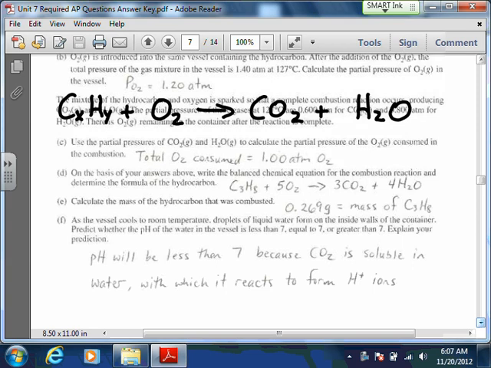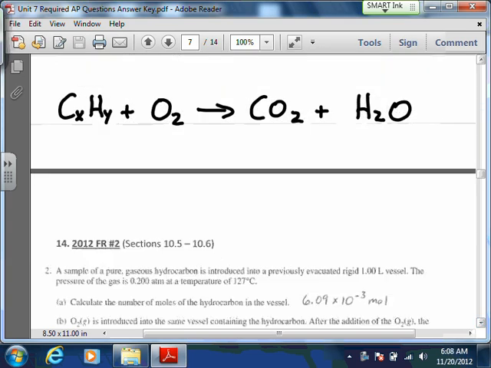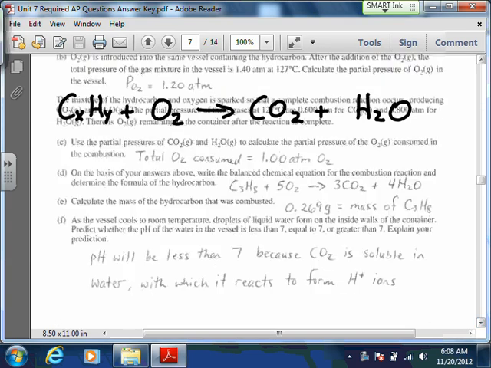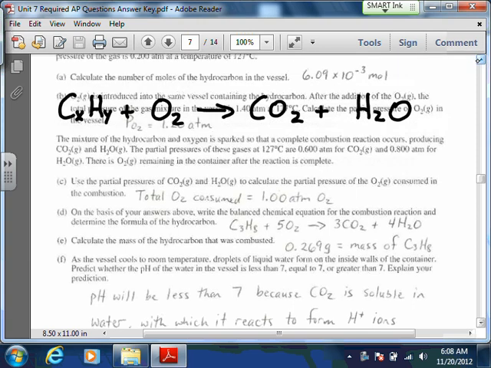But again, and I just realized this, you do have the number of moles of the hydrocarbon. That's the first thing that you figured out in part A here. Okay, so you could do a mole ratio here, but what I'm going to do is just a pressure ratio. So I'm going to say the pressure of the hydrocarbon was 0.2.